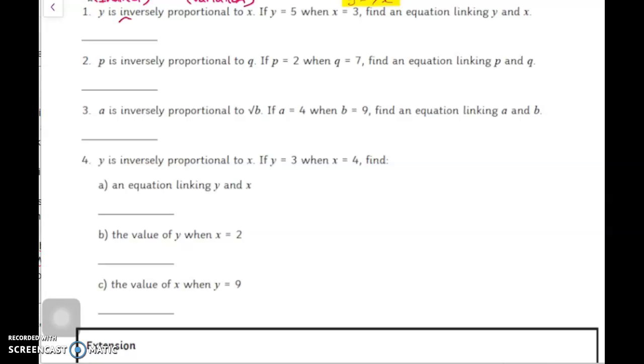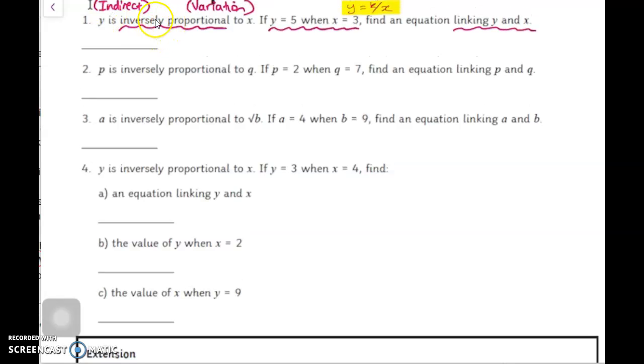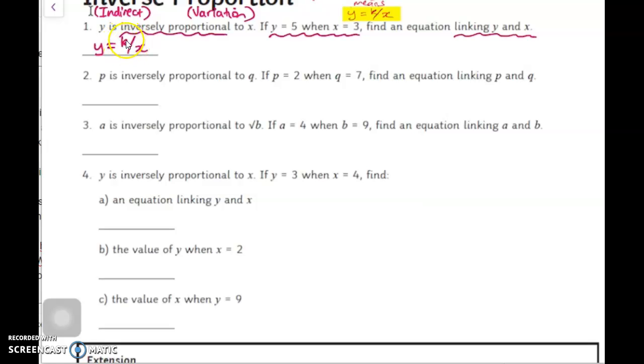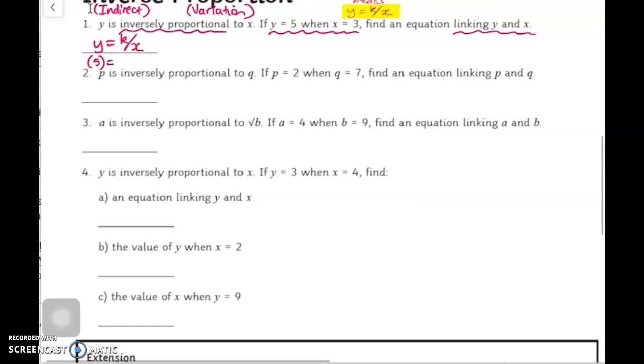We are told that y is inversely proportional to x. If y is 5, x is 3, and we want to find an equation linking the variables y and x. And so we can start off with the equation y is equal to constant over x. Now we're not done with our equation yet because we're given extra information about the equation. We are told that y is 5, x is 3. And so we can substitute those in.